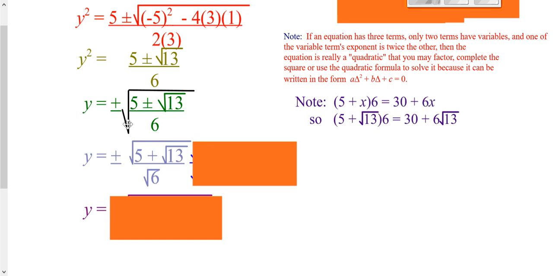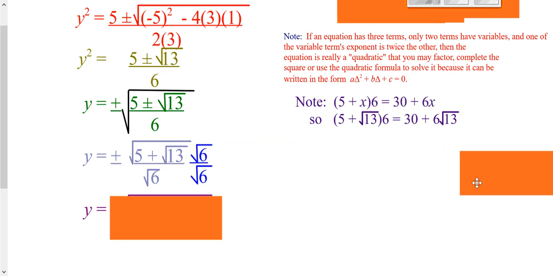Take this black square root, apply it to the top, and apply it to the bottom. We get this. You'll notice here we have the square root of 6 in the bottom. You know we don't like having square roots in the bottom, so you multiply the top and bottom by square root of 6 over the square root of 6.